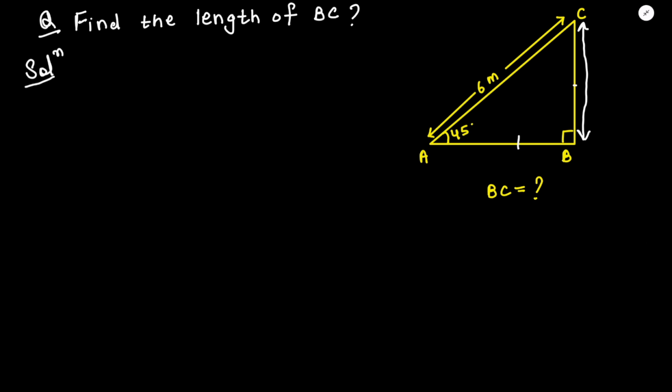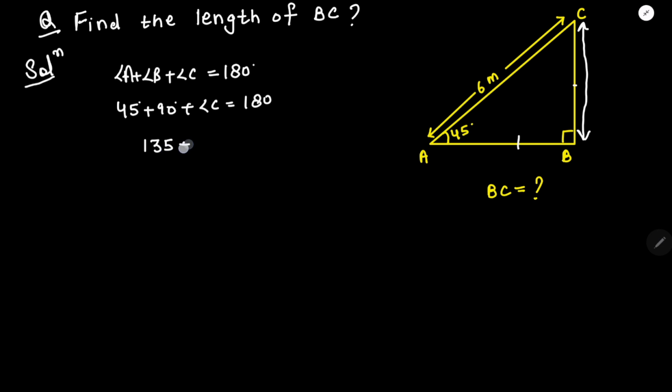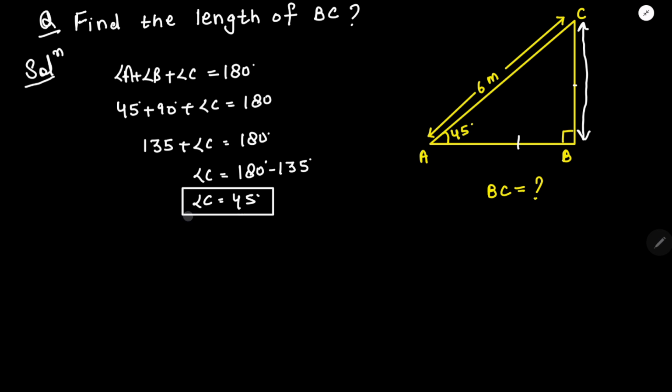First of all, we know that angle A plus angle B plus angle C is equal to 180 degrees. This is the angle sum property of a triangle, right? So that means 45 plus 90 plus angle C is equal to 180 degrees. And when we solve this, we will get that angle C is nothing but 45 degrees. 180 minus 135, that is 45 degrees. So now we know that angle C is 45, right? So I will write here, this is 45.